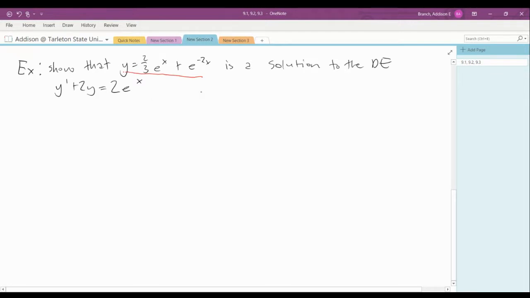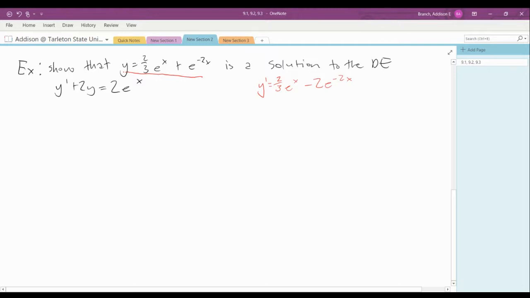But we also need to find our y prime. In order to find our y prime, we just take the derivative. The derivative of 2/3 e to the x is just 2/3 e to the x. The derivative of e to the negative 2x is going to be minus 2e to the negative 2x.